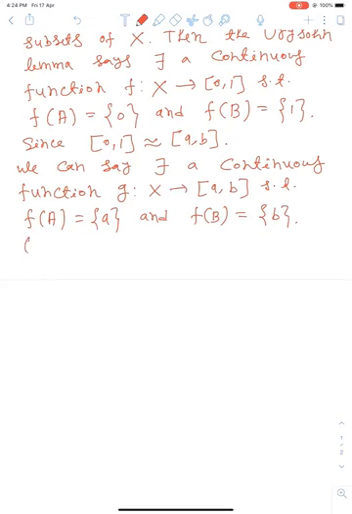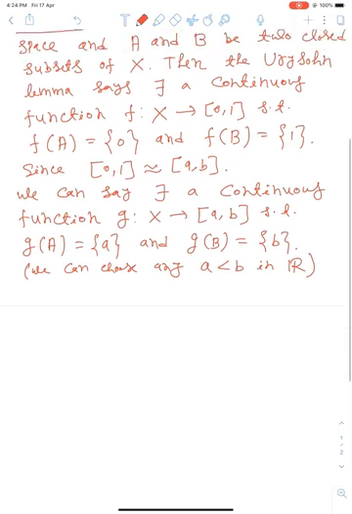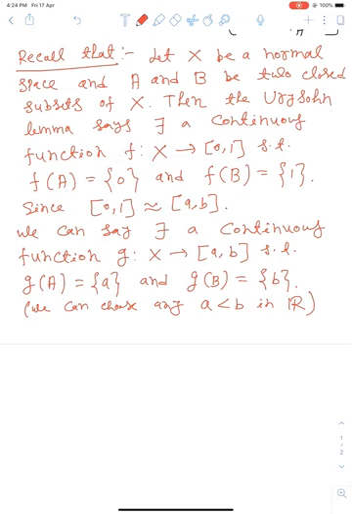So we can choose any a less than b in R. Oh, sorry, here it should be g. Fine. Now this is just the Urysohn lemma, and now we shall use this lemma.